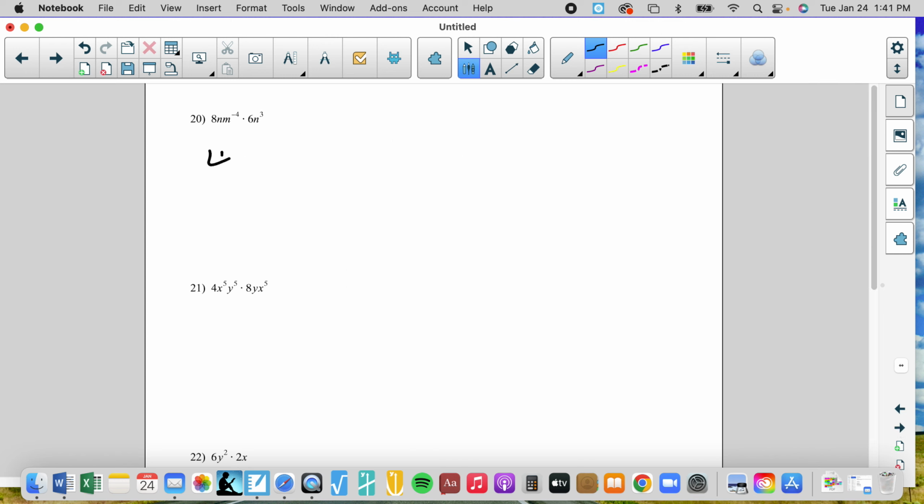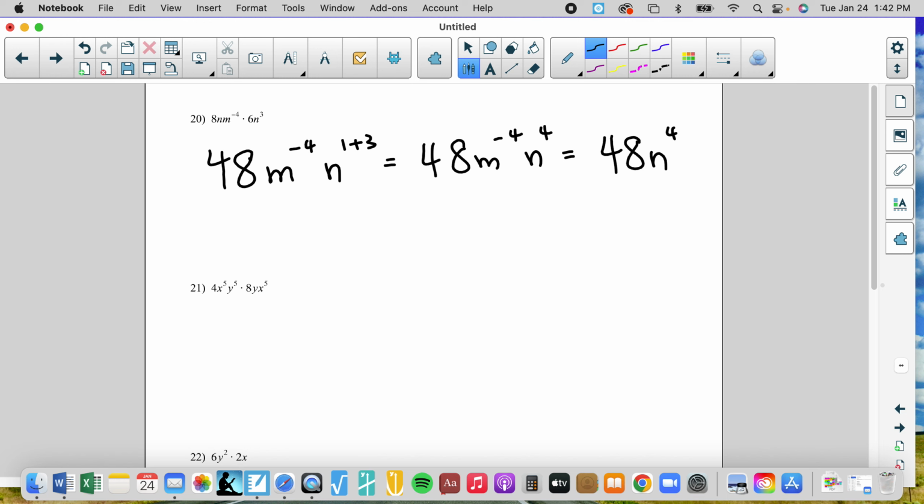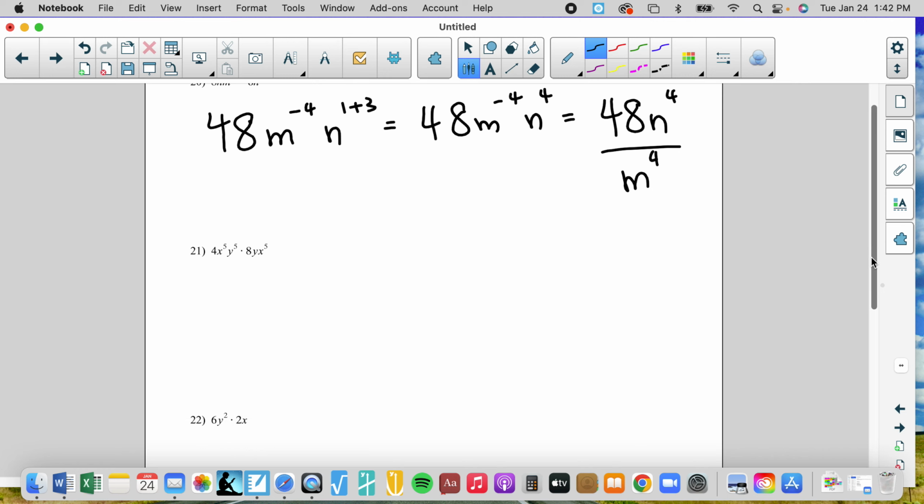6 times 8 is 48. Let's do the m in alphabetical order, m to the -4, n to the 1 plus 3, 48 m to the -4, n to the 4, and I need to get rid of that negative exponent. So 48 and n stay in the numerator, m goes down in the denominator, and that exponent becomes positive.